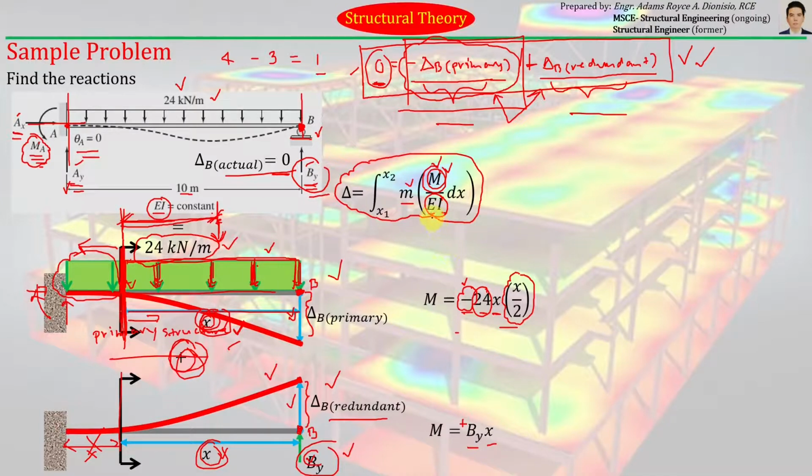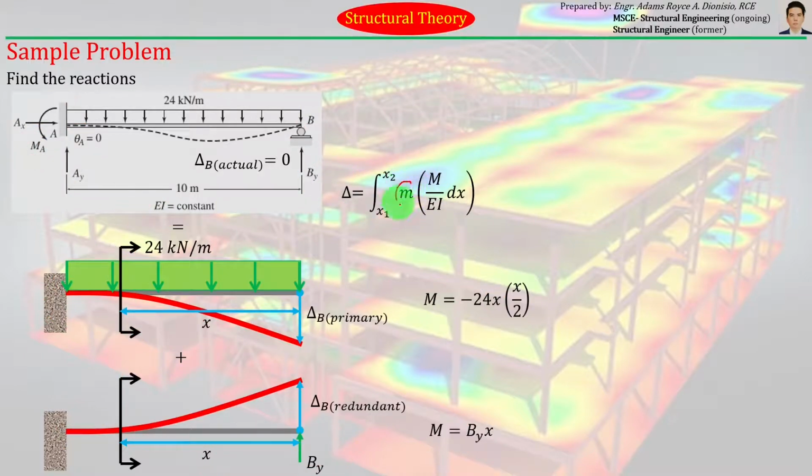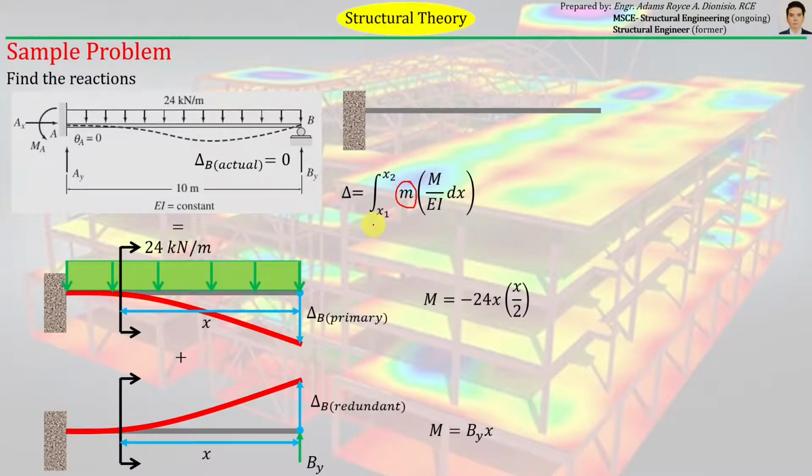Okay, so let's now move on to constructing the small m. The small m is just the moment equation from the structure loaded by a unit load. So we will redraw the primary structure and load it with a unit load. When we say unit load, its magnitude is just equal to unity, or equal to 1. Again, we will load the structure with a unit load in this direction.